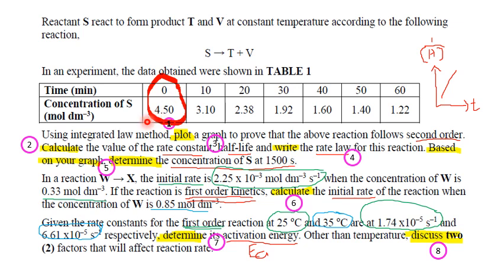Okay. Next, the question wants us to use the integrated law method. Integrated law method actually is a linear graph. Plot a graph to prove that the above reaction follows second order. So for this part, very clear. What we need to plot is the second order linear graph, meaning the graph is 1 over concentration of compound versus time.